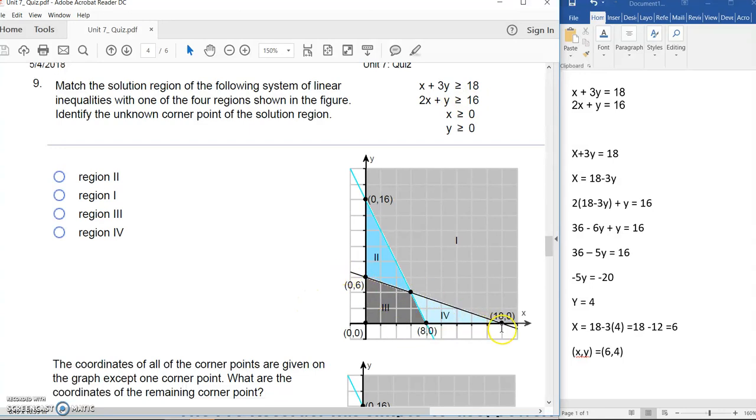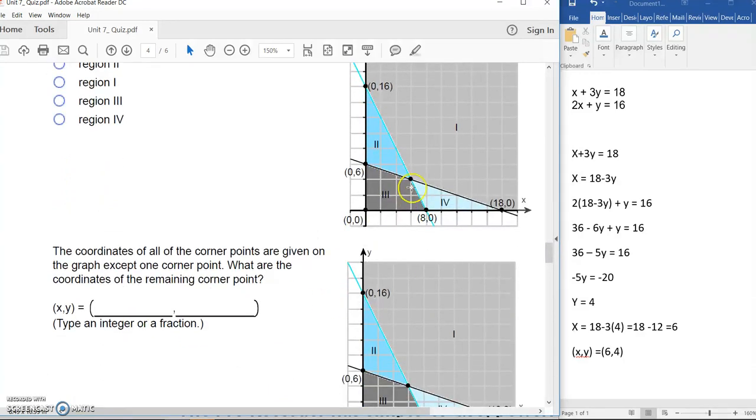So for this line, you're looking at region 1 and 2, because we need to pick the regions above the line to exclude 0, 0. And for this other line, 0, 0 is on this side, so we're looking at regions 1 and 4. So 1, 2, 1, 4, the intersection is 1, so the answer is region 1. And then here, the intersecting point can again be found by solving these two equations together. Since they are the same equations, the answer will be again 6 and 4.